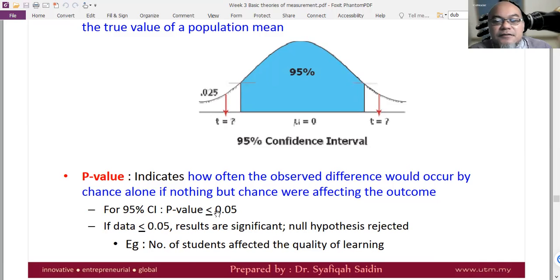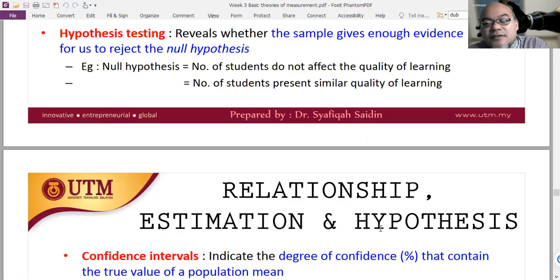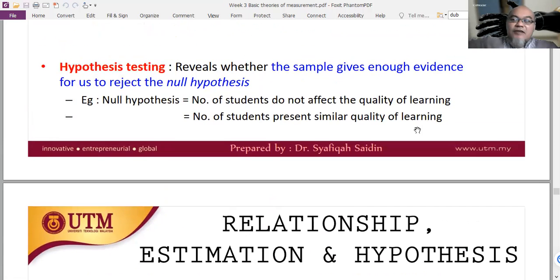So when the p-value is less than or equal to 0.05, then we have 95% confidence. If the p-value is less than 0.05, or less than 5%, meaning it only happens by chance, then the results are significant and the null hypothesis is rejected. So for example, if our real hypothesis is that the number of students affects the quality of learning, then the opposite, that the number of students does not affect the quality of learning, will be the null hypothesis, the zero hypothesis.